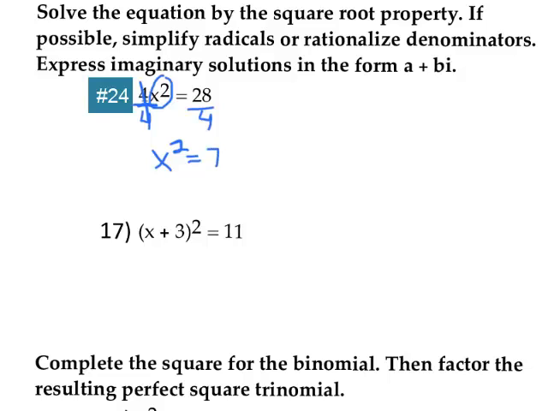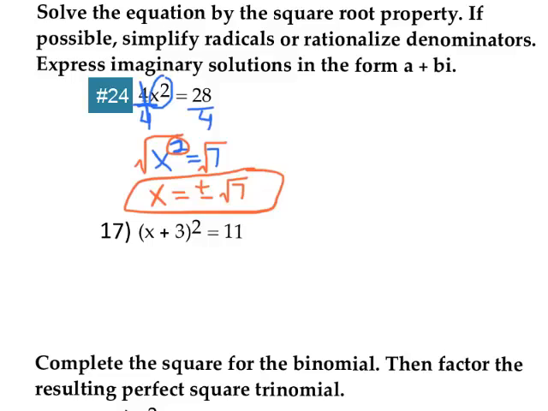Now, to get rid of this squared, I need to do the opposite of squaring, which is square rooting both sides. When you take the square root in an equation, we have to put a plus or minus sign in front of what we get, which in this case is the square root of 7. If you don't put that plus or minus there, then you get it wrong. Because if we go back and plug positive square root of 7 and negative square root of 7 into that original equation, we do end up getting 28 on the right side. So you have to have both.